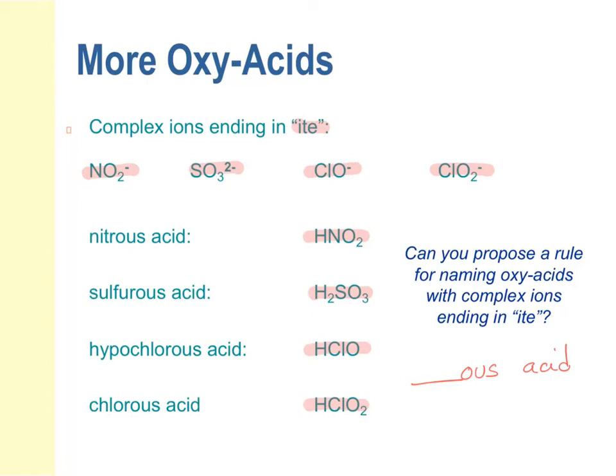Now, these 2 suffixes that we've just used, ic and us, you might remember that in the naming of the simple ions that had more than 1 charge, the older system of naming reserved the ic suffix for the higher charge and the us suffix for the lower charge of type 2 cations. In a similar way here, we're using the ic suffix in these acids for the complex ion with more oxygen, and we're using the us suffix for the complex ion with less oxygen.